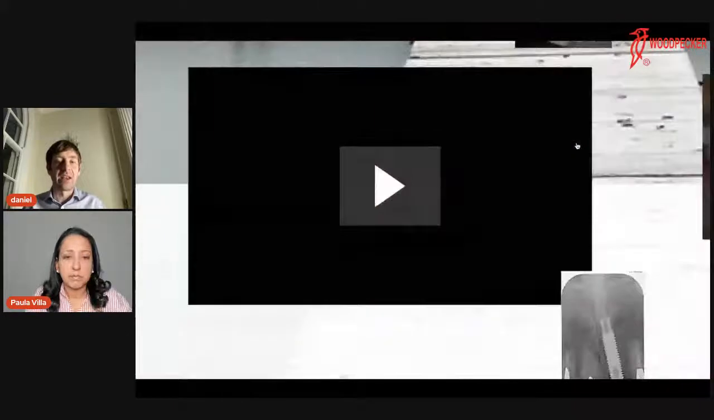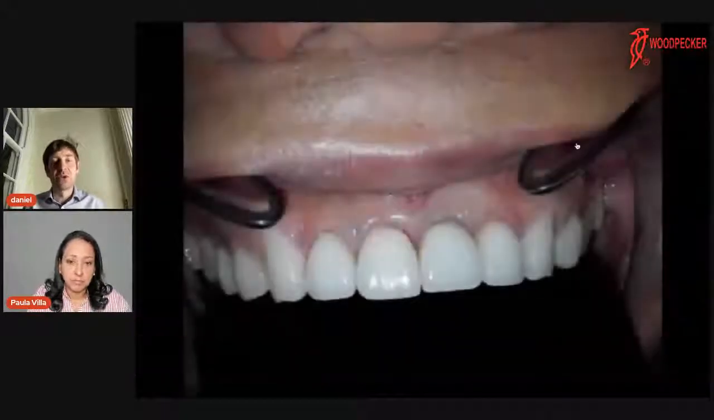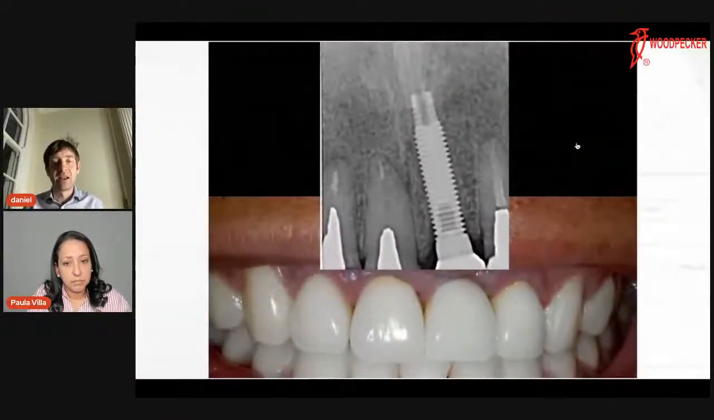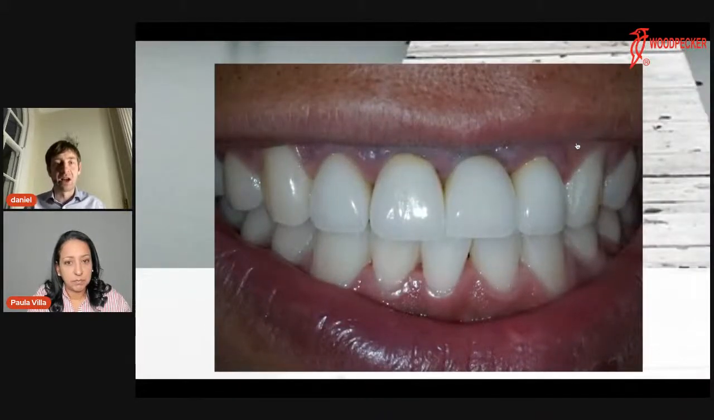So the key again in that case is to keep the aesthetics and to make sure that it looks the same when he leaves. He's got a high smile line. He's showing the gingival margin. So if we decide to extract the tooth, how are we going to make sure that we keep the papilla height? How are we going to make sure we keep the gingival contour here?